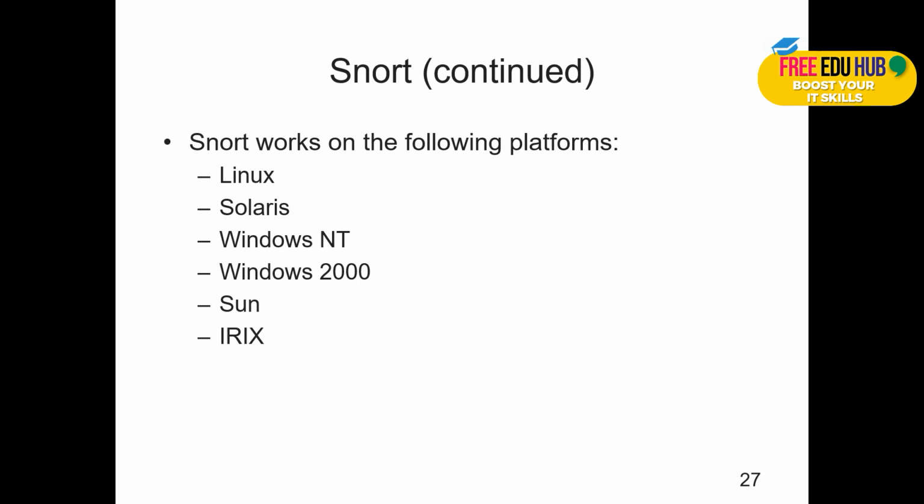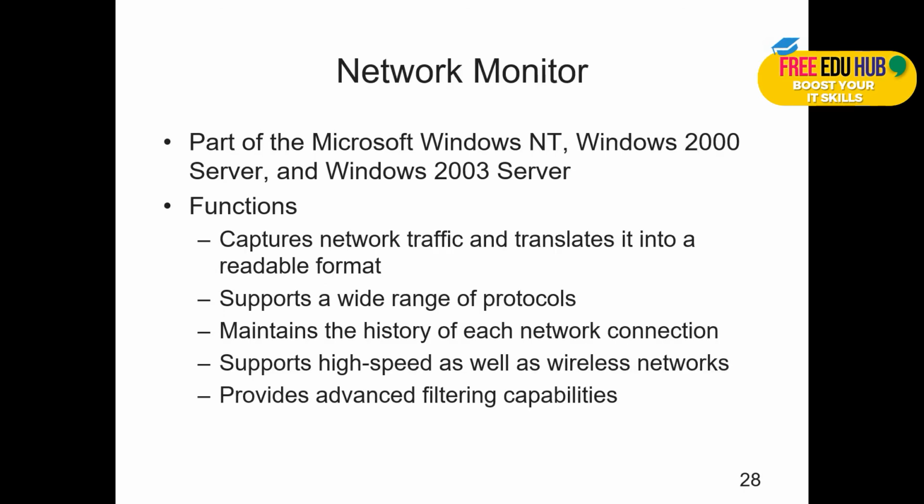It works on Linux, Solaris, Windows NT, 2000, Sun, and other operating systems. Now, Network Monitor, which comes pre-installed with Windows, is a feature which helps you in identifying problems on the network. It's a part of the Windows family. It came in Windows 2000, and then onwards it's available.